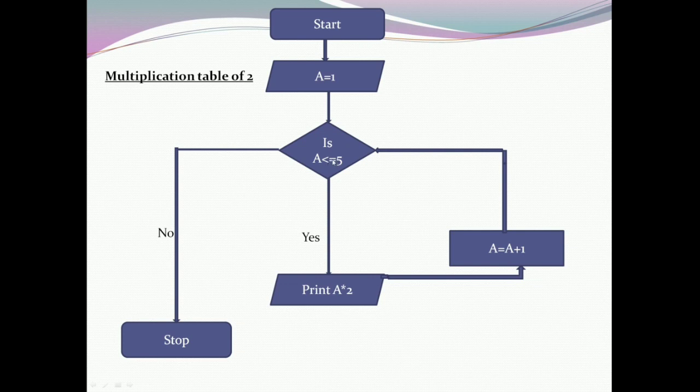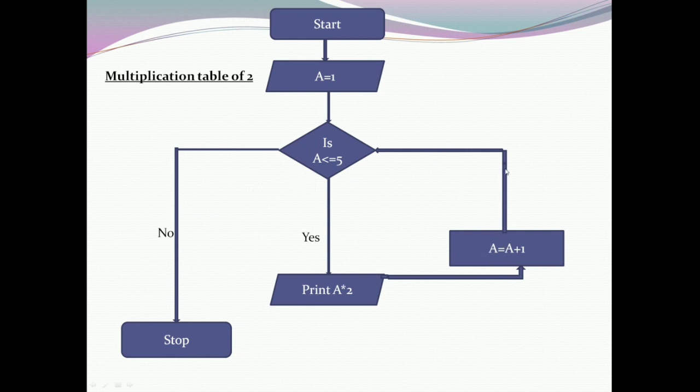After that, we are going to increase the value of A by 1, which means A equal to A plus 1. So A is 1 here. So 1 plus 1 is 2. Now the value of A is 2. And again we are going to check the condition, is A less than or equal to 5. Now the value of A is 2 here. So 2 less than or equal to 5, which is true.